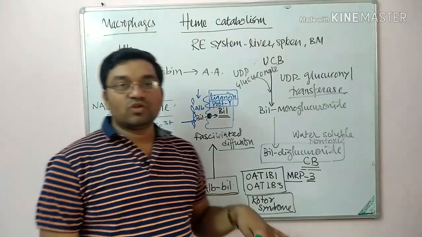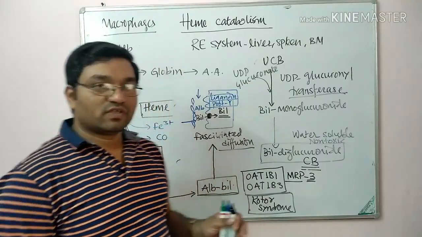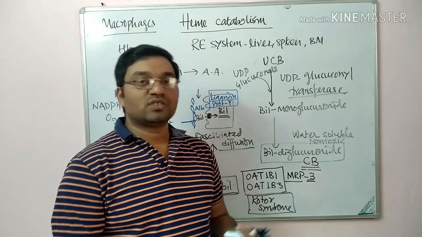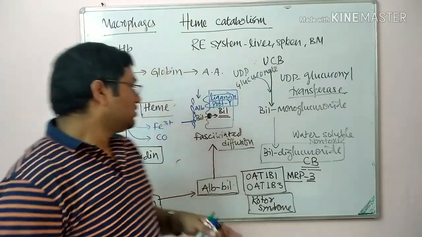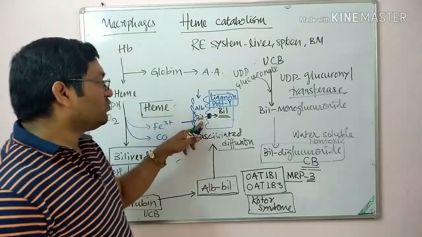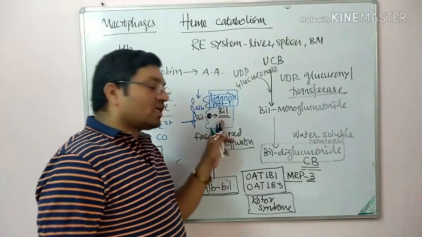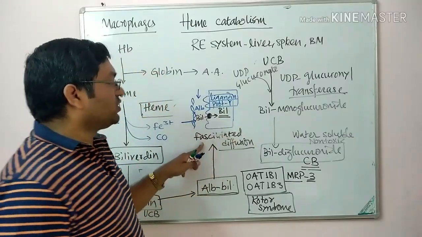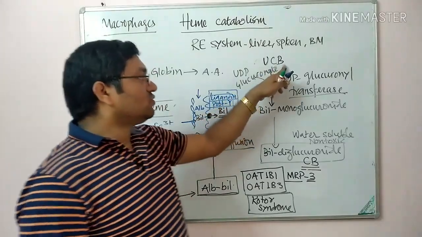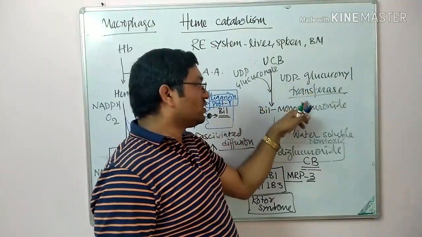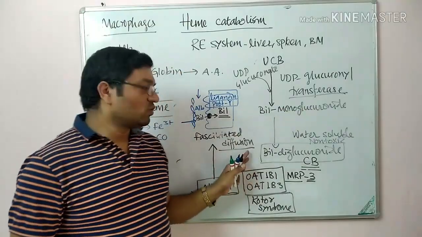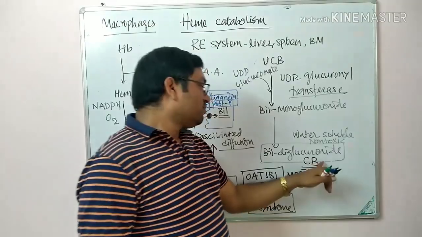Bilirubin metabolism is described in three phases. The first one is the uptake of bilirubin by the hepatocyte, the second one is the conjugation, and the third one is the secretion into the bile. So this is the sinusoidal surface where bilirubin gets detached from the albumin and internalized into the hepatocyte with the help of facilitated diffusion. Then in the hepatocyte, the conjugation occurs, in which unconjugated bilirubin with the help of UDP glucuronyl transferase is converted into bilirubin monoglucuronide and again converted into bilirubin diglucuronide. This one is known as conjugated bilirubin.